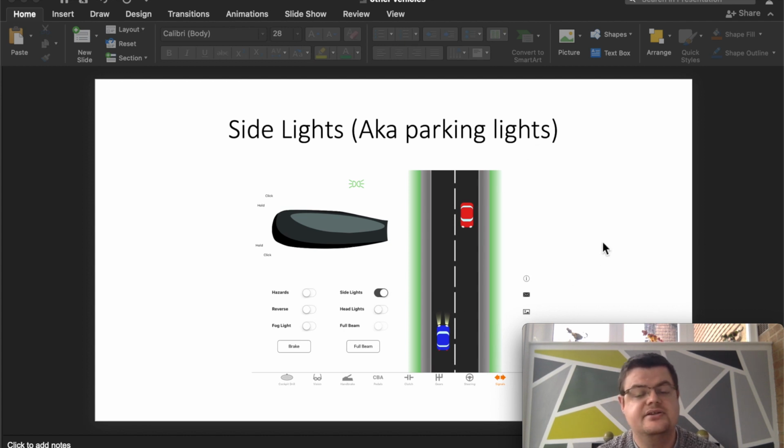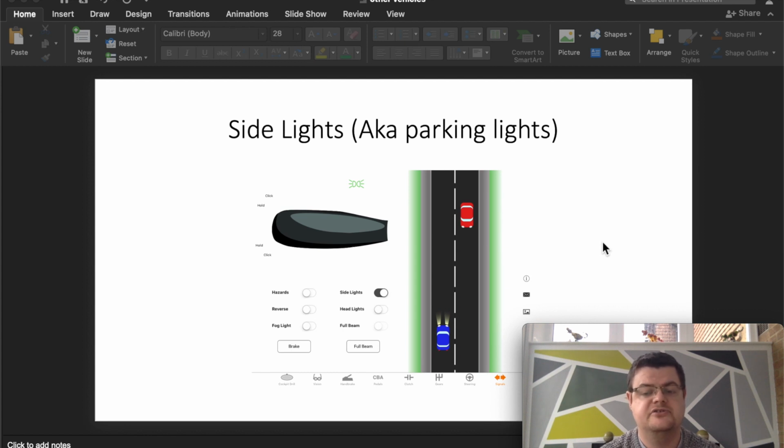So side lights are used for when you're parking at night on a road with a speed limit of over 30 miles per hour. The reason being, hopefully as you'll know from your theory, if the speed limit on the road is 30 miles an hour or lower, there should be street lights on that road. You're in a residential area. So you wouldn't need to leave headlights on when you park your car at night, because the street lights will light up the road and make your car visible when you're parked up.